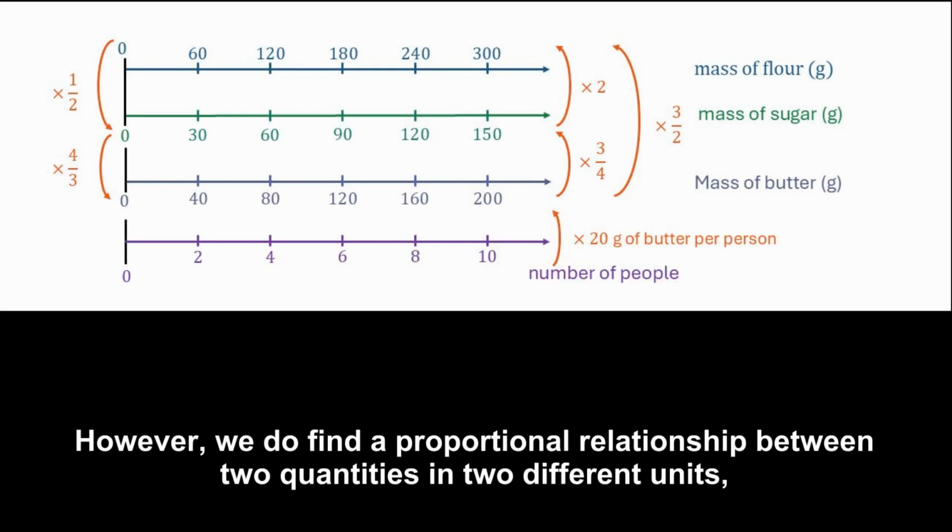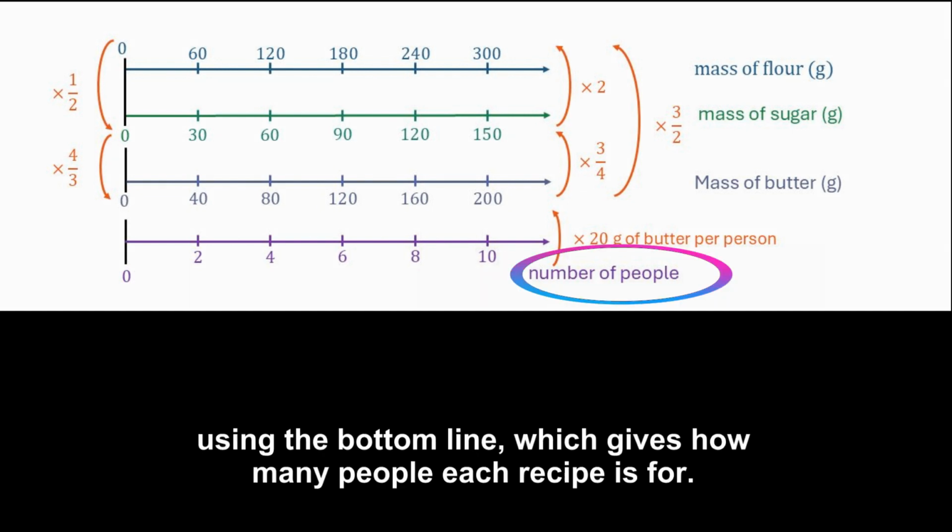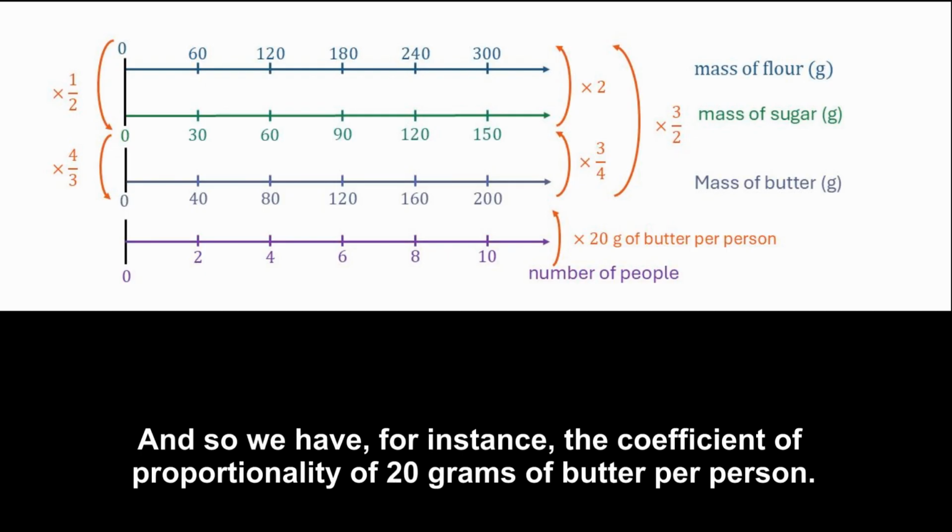However, we do find a proportional relationship between two quantities in two different units using the bottom line, which gives how many people each recipe is for. And so we have, for instance, the coefficient of proportionality of 20 grams of butter per person.